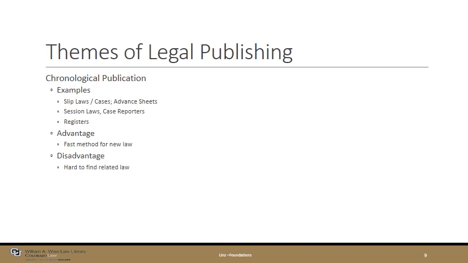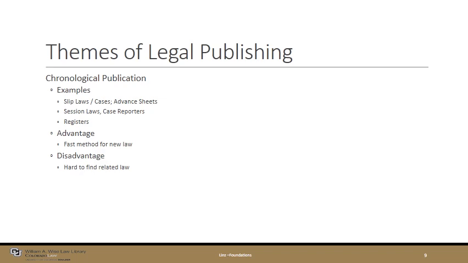Cases too really have a form of chronological publication. When the case is initially decided, it's published to the court's website typically, and then it's sent to publishers who publish it as part of an advance sheet. And then finally they're put into bound case reporters in print or put into a database online. But in the case of the print reporters, they're published in the order in which the case was decided. There's no effort made in chronological publication to organize the law that is produced at that time topically. The advantage of chronological publication is that it's very fast.